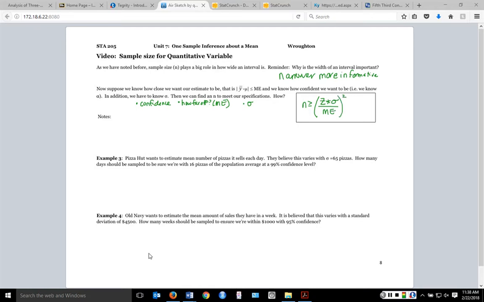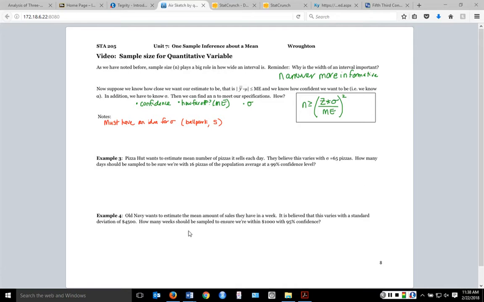So some notes about this. We must have an idea for sigma. This can either be a ballpark number, or it could be a sample standard deviation that we're using. Like maybe we took a small sample and we at least have an idea of what that must be.